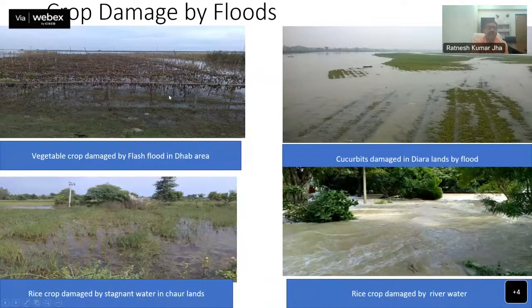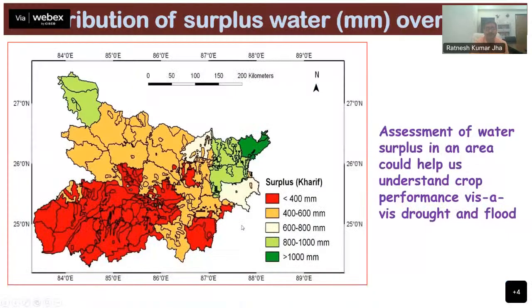Crops are being damaged. First, you see the flash flood due to this river. Second, there is no rainfall in this season, still the cucurbits are being damaged due to flood in the river. Third, this is a chalk land, but stagnant water is seen and the rice crop is damaged. In the fourth, the river crop is damaged due to flood. So there is surplus water, but not in all areas and all districts. Based on this assessment, we can change our cropping system, and we have done it, and I'm showing a few slides on how we have achieved this.